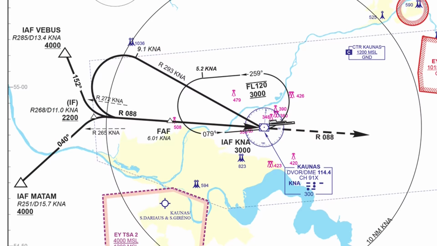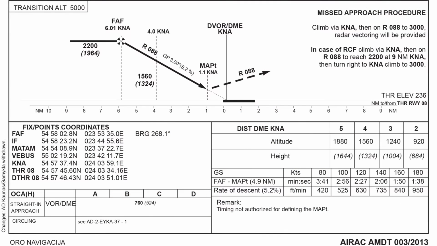According to our chart, we have to fly 3000 feet over our VOR DME, Kilo November Alpha, then descend to 2200 feet, following radial 293 from Kilo November Alpha till distance 9.1. Then turn left to intercept the final radial, fly 2200 till distance 6 nautical miles from touchdown, and only then start descending by monitoring distance and altitude.